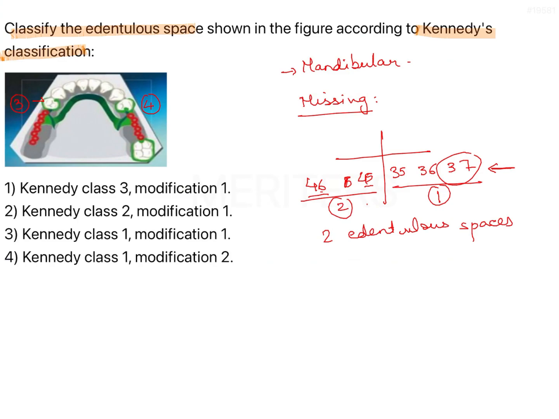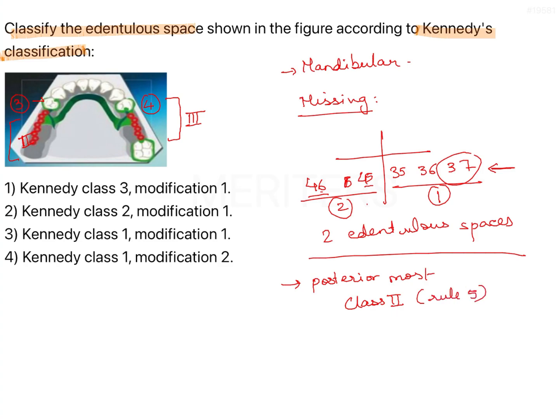Now in the question, this side is class 3 and this side is class 2. So which one should you go for? So you have to see the posterior most edentulous area. Posterior most would be class 2. This is according to rule number 5 according to Applegate.